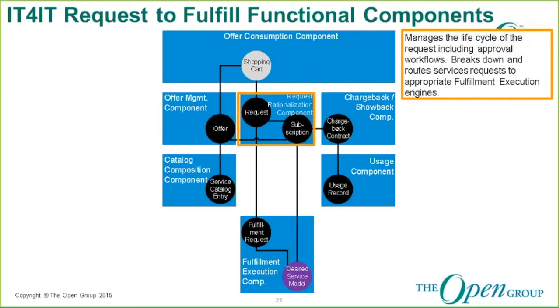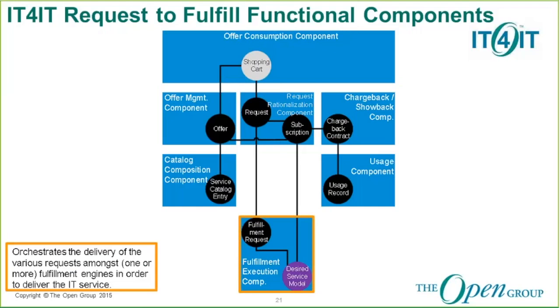When the shopping cart is submitted, the request rationalization component processes the request, figures out what is needed in order to fulfill it, and generates the necessary fulfillment requests that are handled by the fulfillment execution component. Request rationalization is also responsible for managing the lifecycle of all the subscriptions, which is again dependent on the fulfillment request. The fulfillment engine orchestrates the actual fulfillment of the request and maintains the correct data, like updating the CMDB or updating subscription administration.